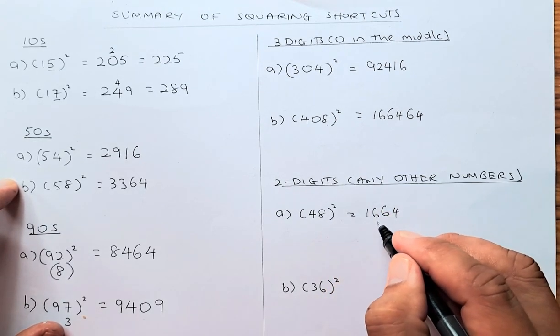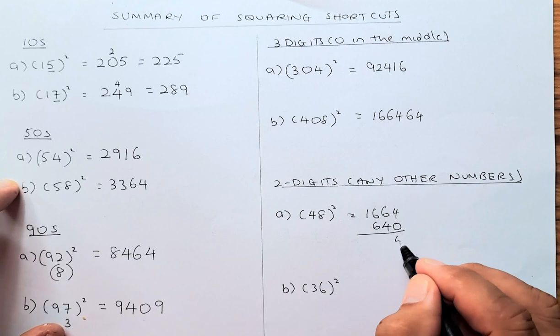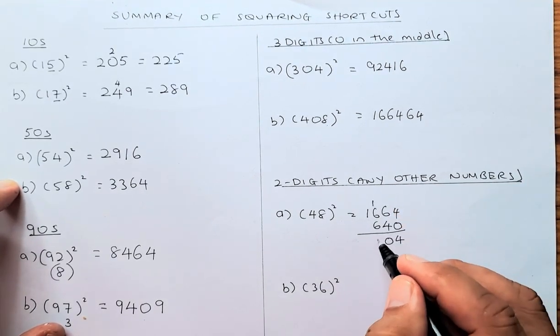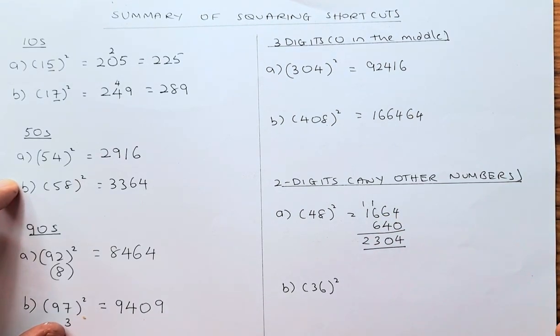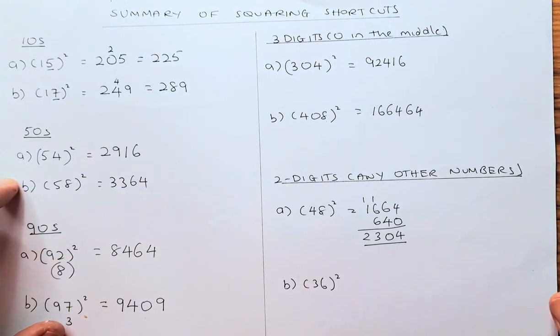So you put 64 and add a 0 there. Then you're going to add the numbers. 4 plus 0 is 4, 6 plus 4 is 10, carry 1, 6 plus 6 is 12, plus 1 is 13, carry 1, and the answer is 2304. It's a bit longer than the other methods, but you have no choice.